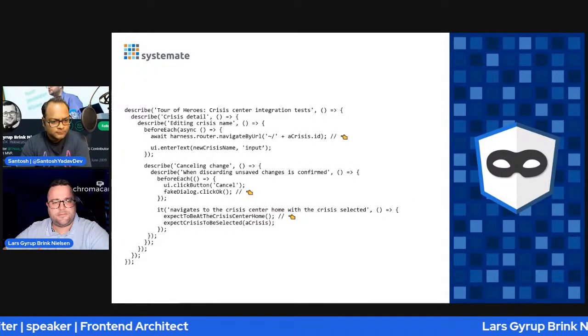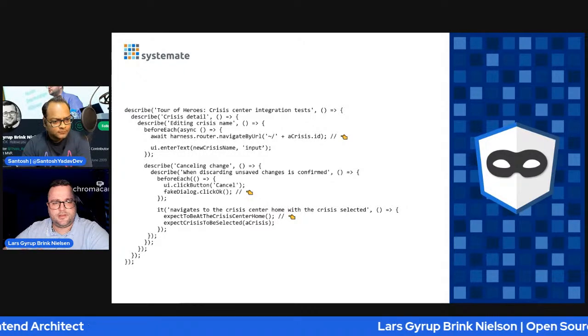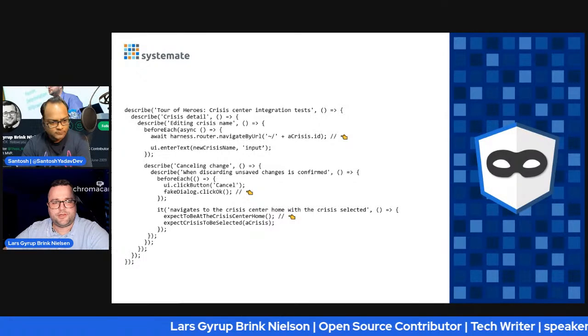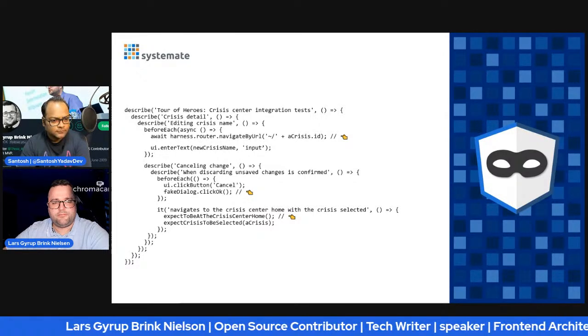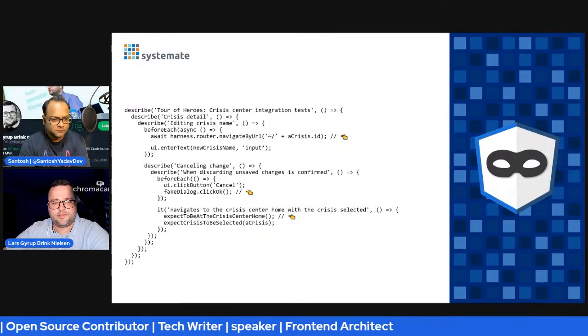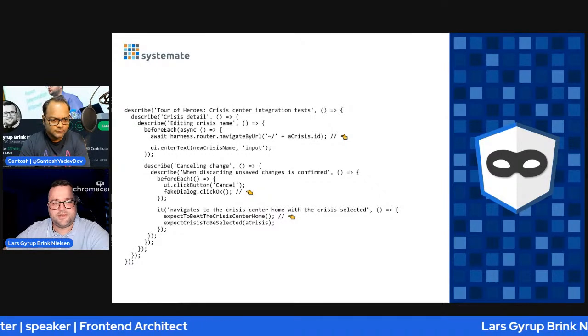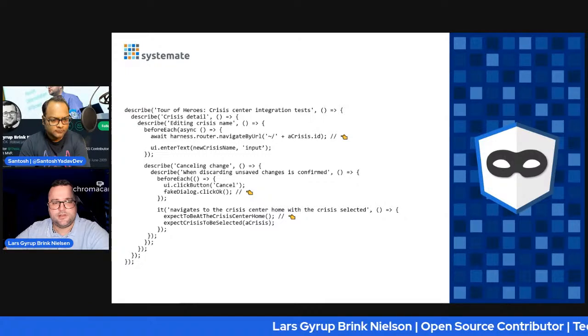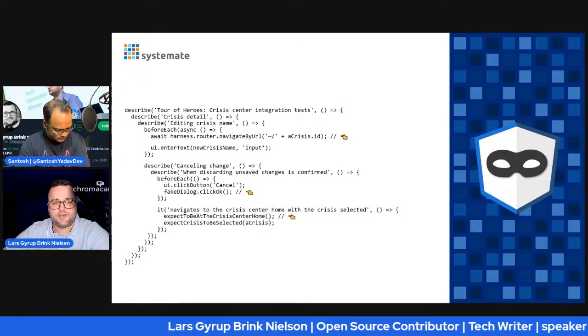So this is just an excerpt. It's just some of the test cases from a huge integration test suite for most of the crisis center module from the Tour of Heroes routing tutorial. So we actually have several test hooks here because they are all reused between several test cases, but I only show one of the test cases here.